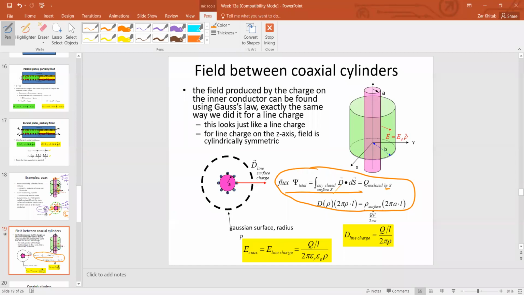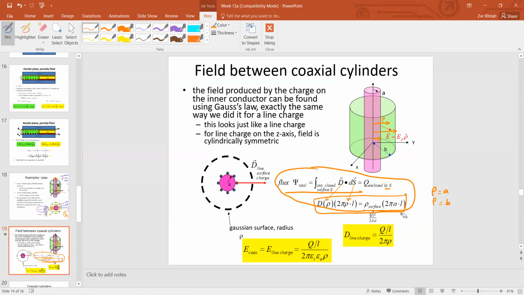So if you put things together, this is D rho, this is the surface area 2 pi rho L. Rho is a general value. Rho equals a for the inner surface, and rho equals b for the outer surface. Okay, and rho is any value between a and b. Okay, so that's from the Gauss law, and we have this equation.